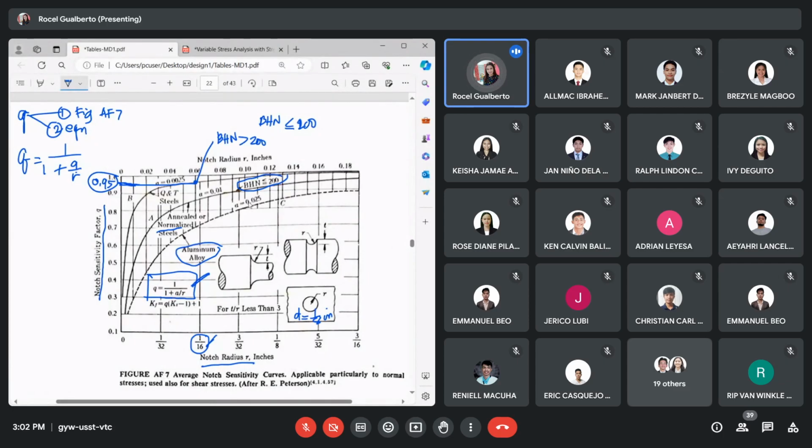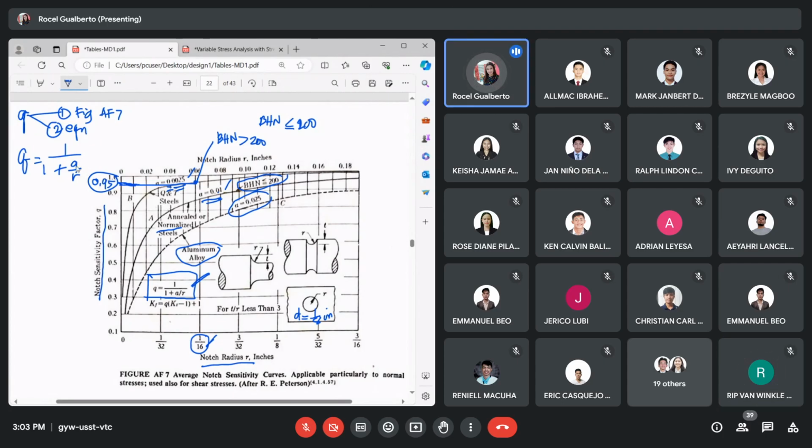For aluminum alloy, a is 0.025. For annealed or normalized, 0.01. For quench and tempered, 0.0025. That applies also to the BHN value. If the material has BHN less than or equal to 200, this is still its a. If greater than 200, this is still it. Did you get it? The BHN we use only if the material does not fall under this classification: quench and tempered, annealed, normalized. Is that clear? Hello?